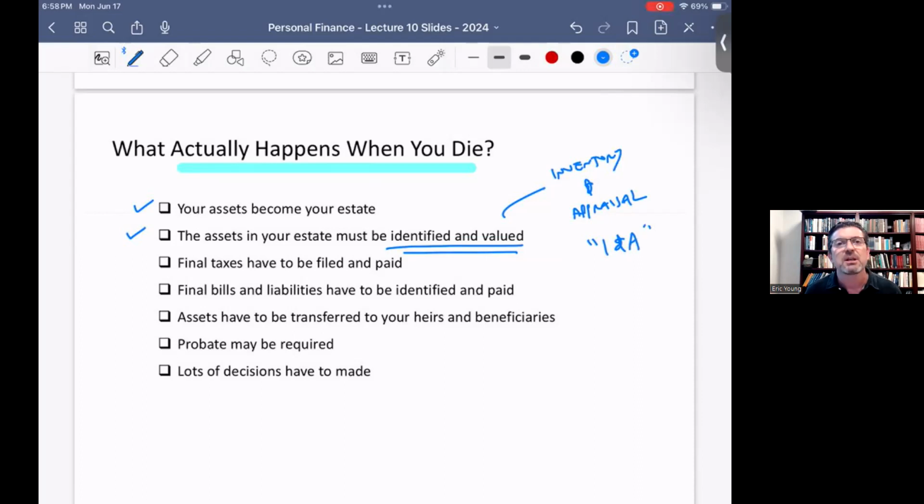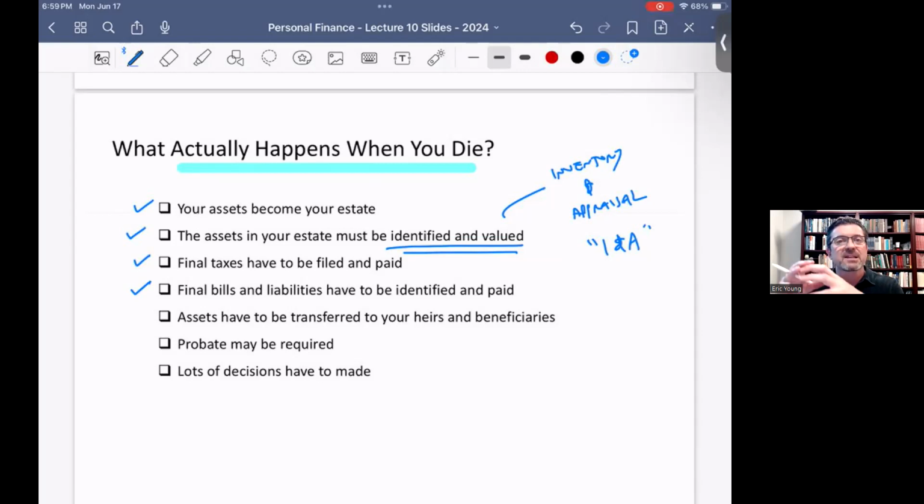Okay. In addition, little tasks have to be done. Taxes have to be filed and paid to the IRS and to your state if applicable. So taxes have to be filed, and if you owe money, taxes have to be paid. Any final bills and liabilities that you have at the moment of your death, maybe some credit card bills or some medical bills or hospital bills, those final expenses have to be identified and paid as well.